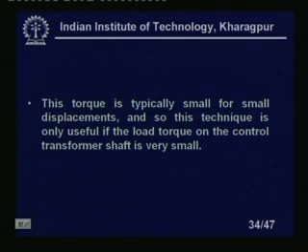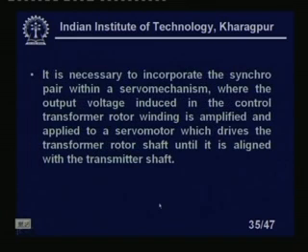This torque is typically small, and for small displacements, so this technique is only useful if the load torque on the control transformer shaft is extremely small, otherwise you cannot use it. It is necessary to incorporate the synchro pair within a servo mechanism, where the output voltage induced in the control transformer rotor winding is amplified and applied to the servo motor, which drives the transformer rotor shaft until it is aligned with the transmitter shaft.